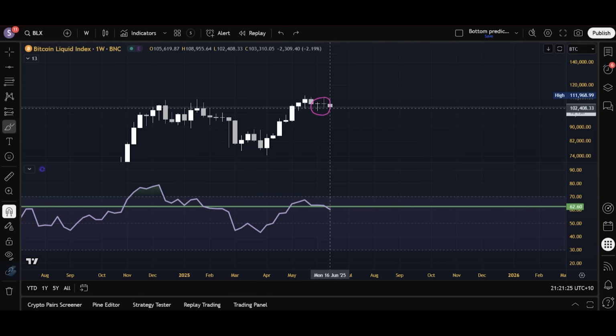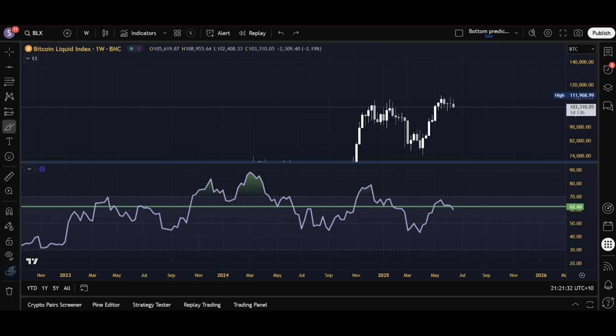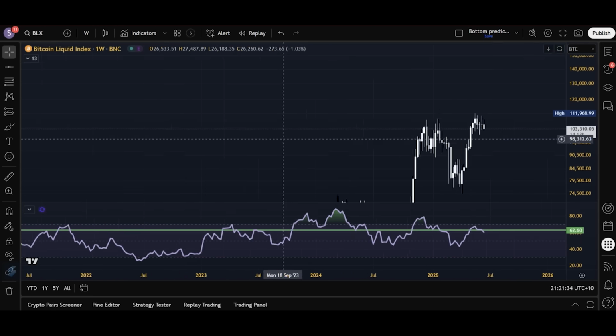And the fact that Bitcoin is currently hovering below that weekly chart RSI support zone is a little bit concerning, but it's not as concerning as some people have you believe. So let's look into what that line actually is.